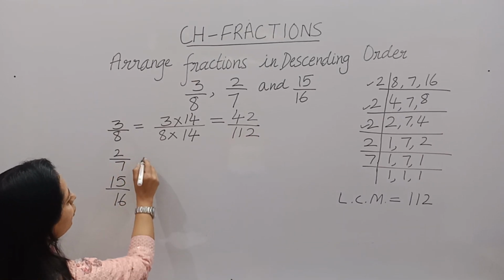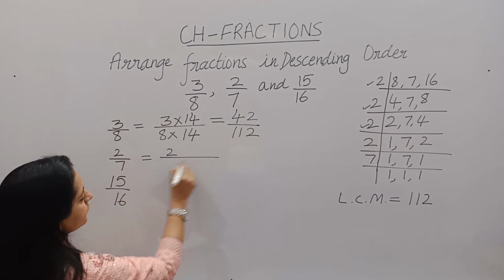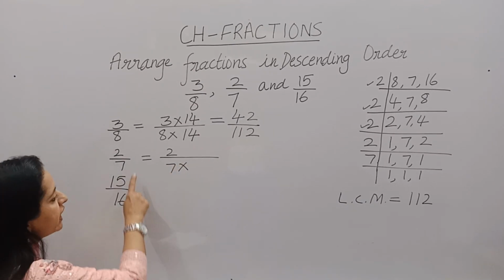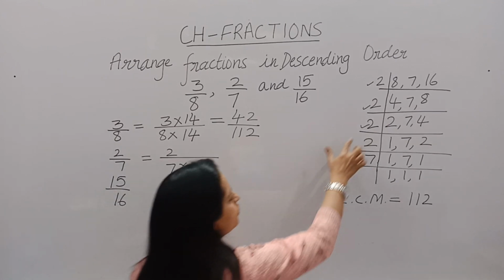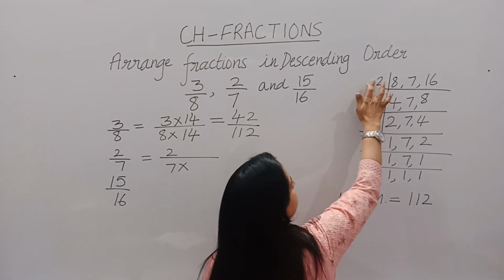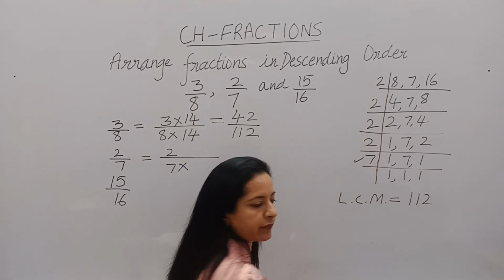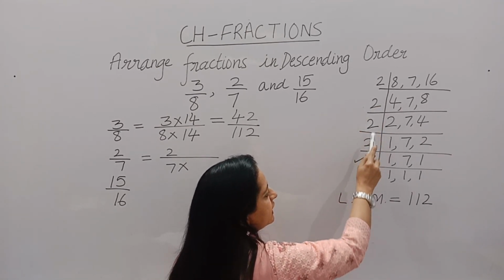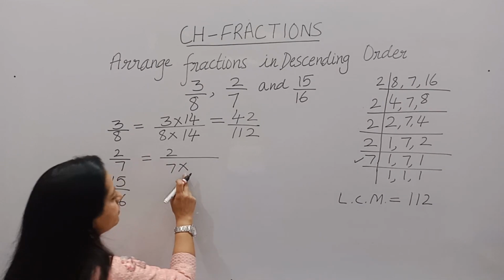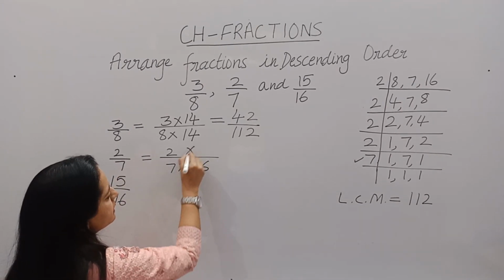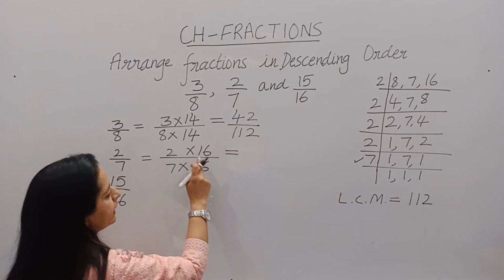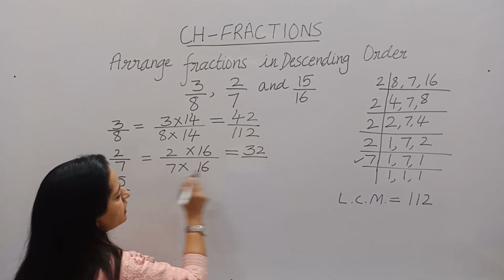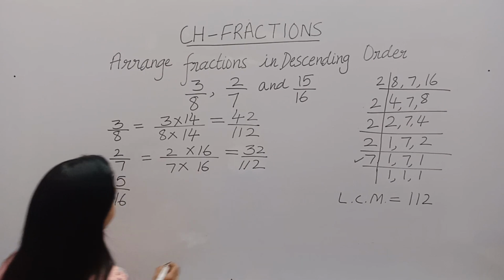The next fraction we have is 2 upon 7. Now with which number shall we multiply 7 to get 112? Let us see here. We will put a tick over 7 and multiply the remaining numbers: 2 to the 4, 4 to the 8, 8 to the 16. So we will multiply the denominator by 16, and the numerator also by 16. Now 16 into 2 is 32, and 16 into 7 is 112.